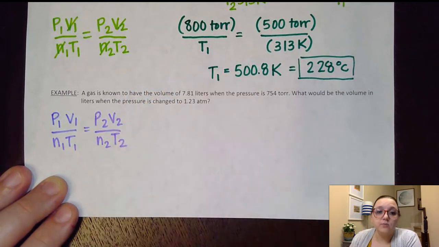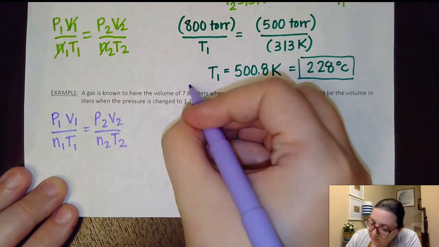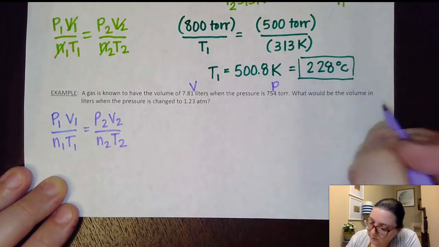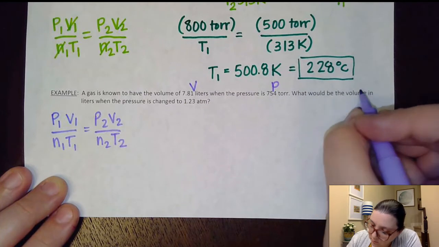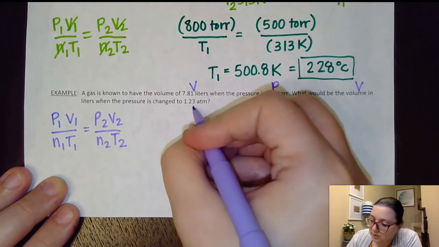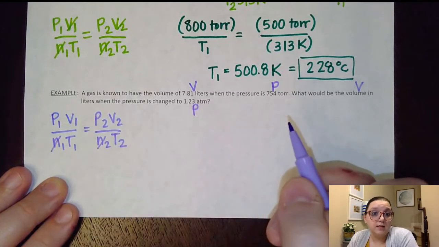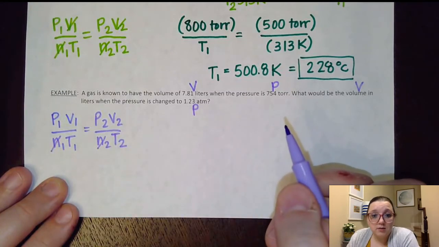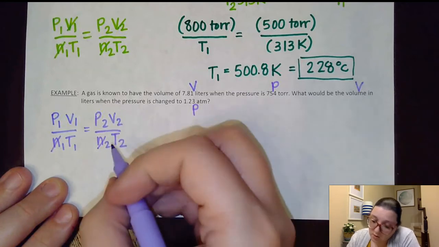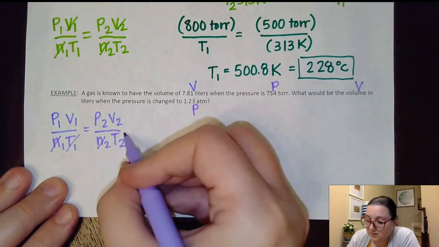Let's see exactly which variables I need. I notice I have a volume here, I have a pressure, then it's asking me about a new volume at my new pressure, and so I'm not going to need the number of moles. I assume that stays consistent. And I'm also not going to need the temperature. If they don't mention something, we can assume that it remained consistent.